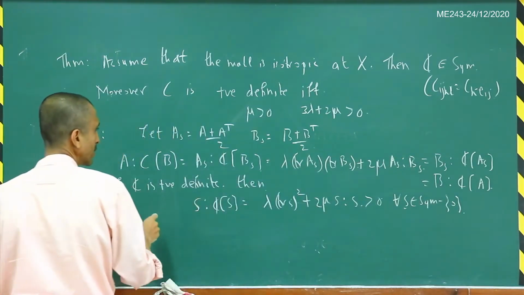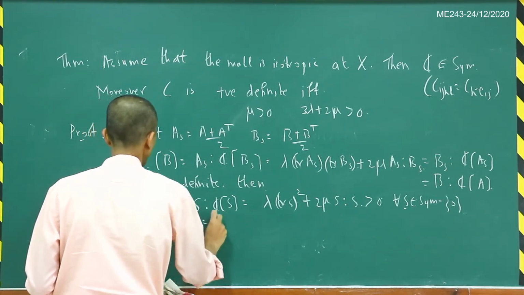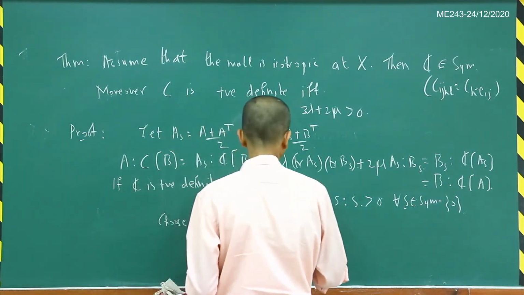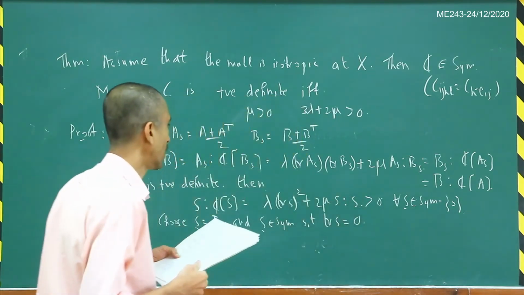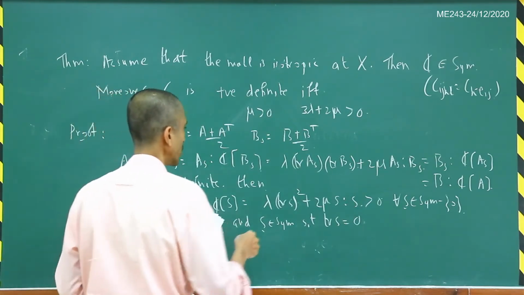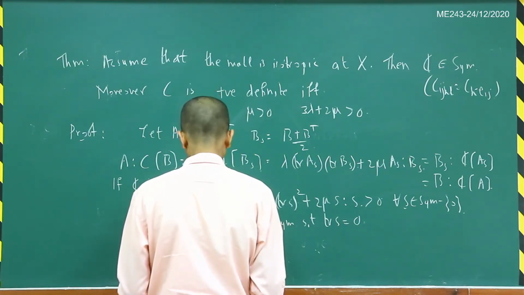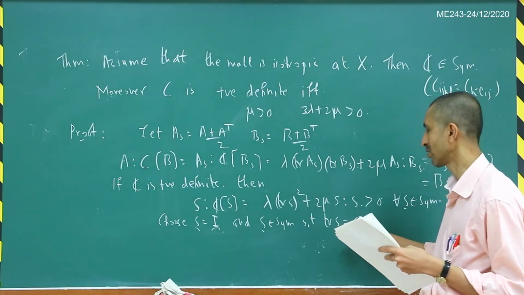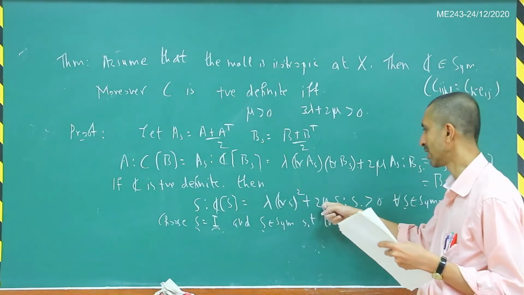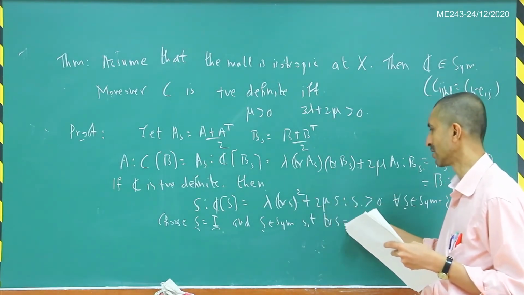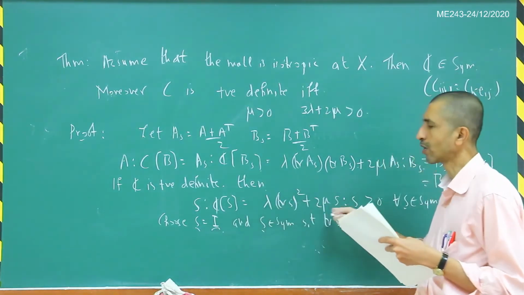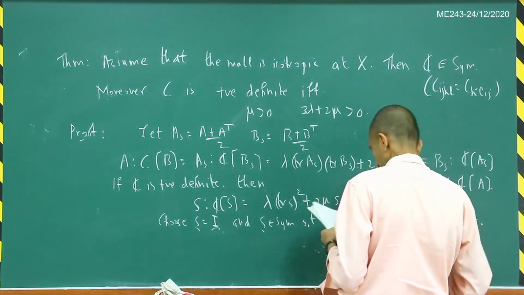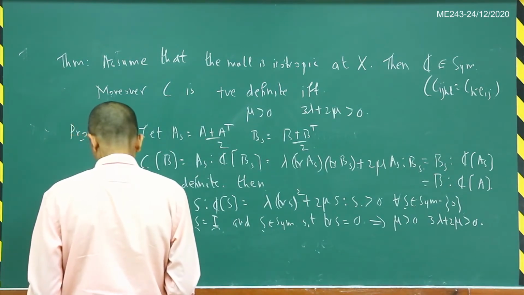And so choose now S is equal to identity, and S belonging to Sym such that trace of S is equal to 0. Okay, so choose these things. So then we will get that mu is greater than 0 and 3 lambda plus 2 mu is greater than 0 here, right? So this will now imply that. If you choose first a symmetric tensor such that trace of S is equal to 0, this part will go to 0, and then you get 2 mu. This part is always going to be positive, so mu has to be greater than 0. And then once you substitute S is equal to identity, then you will also get 3 lambda plus 2 mu greater than 0. So this will imply that mu is greater than 0 and 3 lambda plus 2 mu is greater than 0. Fine.